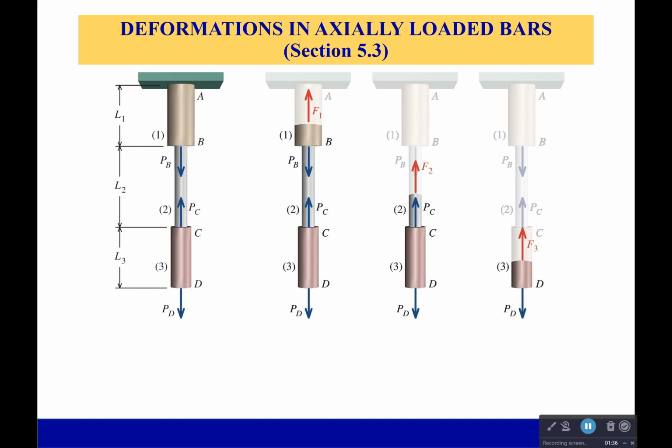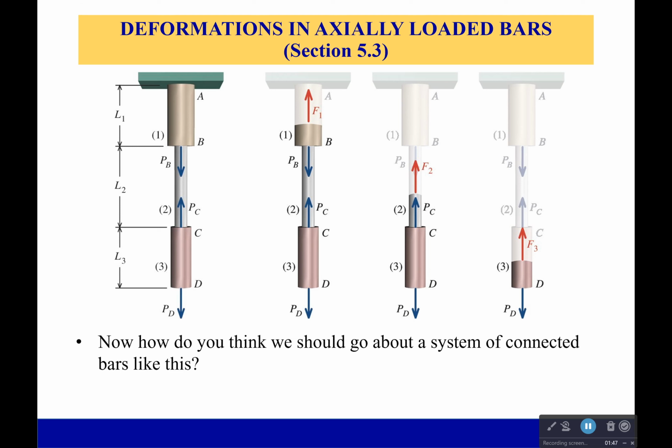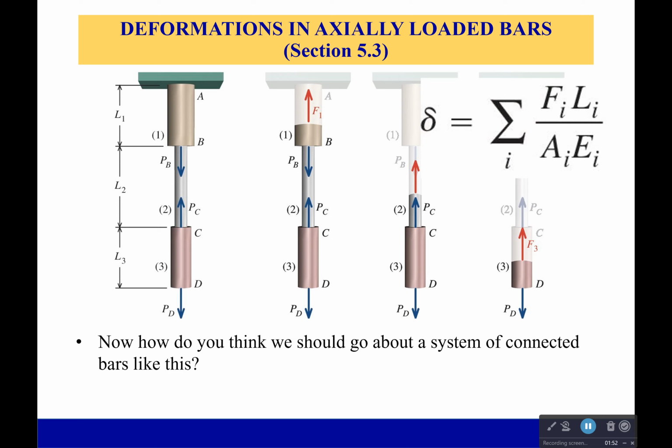Okay. Now what about a system of bars? You can see there's 3 bars here, each of them with their own cross section, and there's also some point loads being applied to them. So how are we going to solve this? This looks kind of like a nightmare. But it's not too terribly bad.